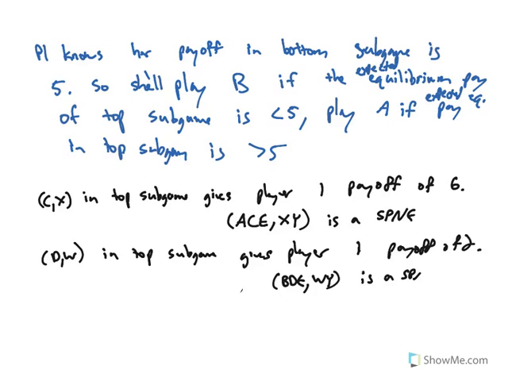Is a SPNE. So that one's going to be played in equilibrium, in which player one does not do well. And because player one does not do well in the top equilibrium, she chooses B, which implements the equilibrium in the bottom. So that one is also SPNE. Those are the only two pure strategy Nash equilibria that are also subgame perfect.